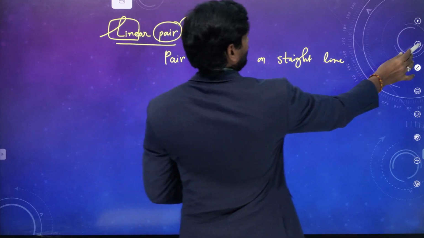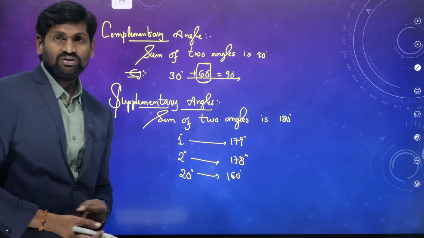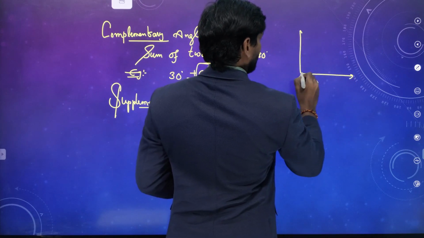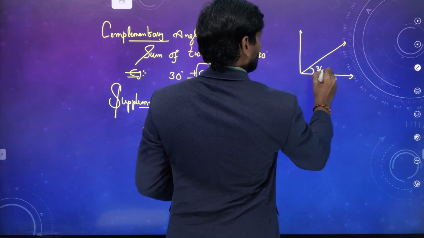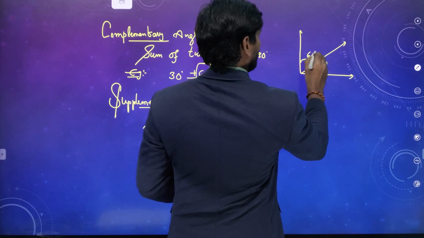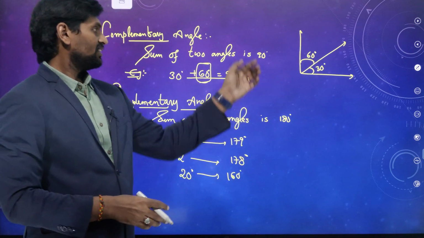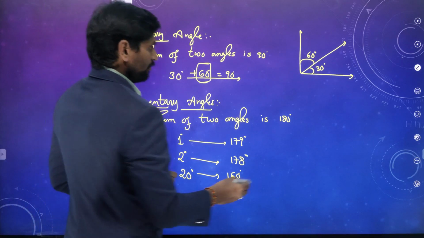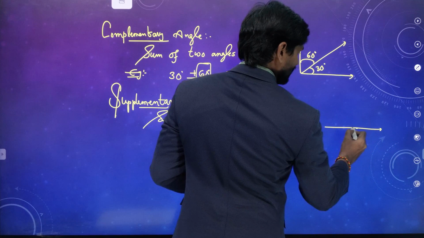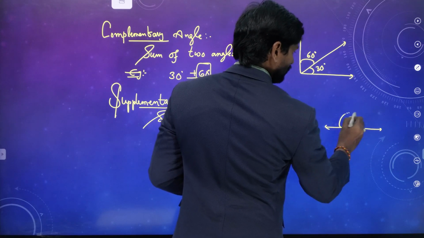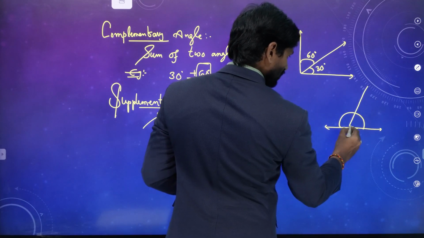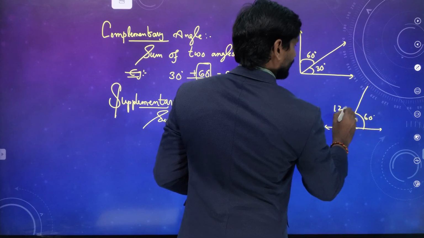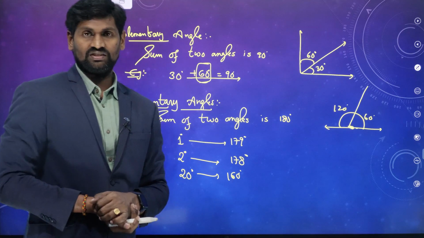Or we are discussing about the complementary angles. No, sum of two angles 90 degrees. That means we can take like this. So here 30 degrees, here 60 degrees, which makes 90 degrees. Then 30 and 60 are complementary to one another. Same way, supplementary angles make 180 degrees, sum of two angles. So 60 and 120, sum of two angles are 180 degrees.